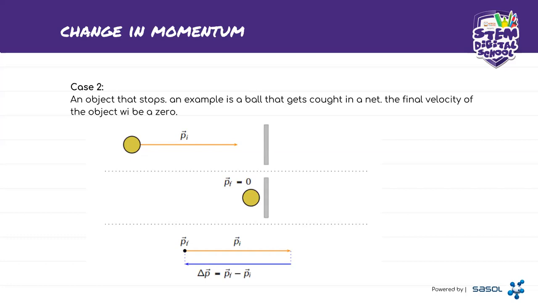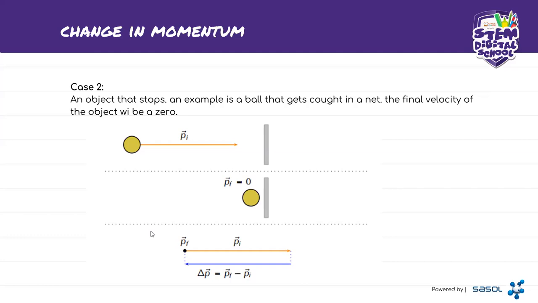So which means in this case, your final momentum is going to be 0. Why is your final momentum 0? Because your velocity is going to be 0. When anything that is moving stops, your velocity becomes 0 because velocity has to do with motion and movement. So if there's no movement, then your velocity becomes 0.